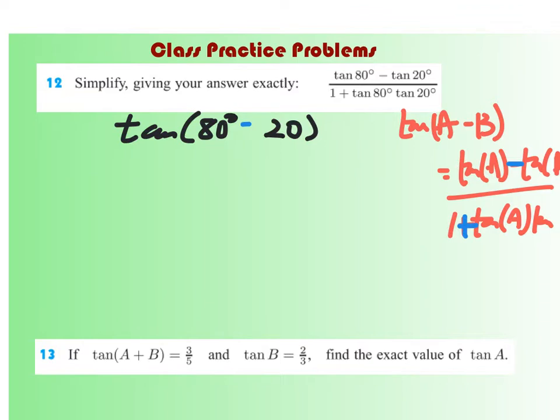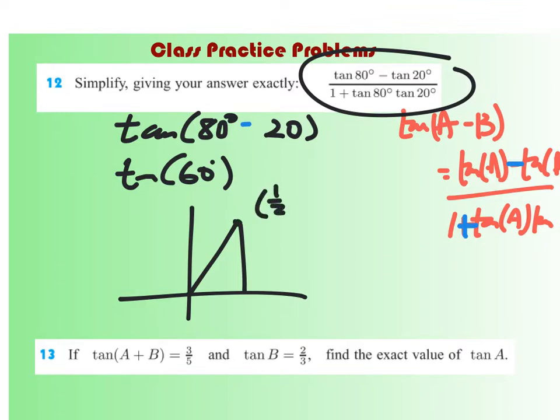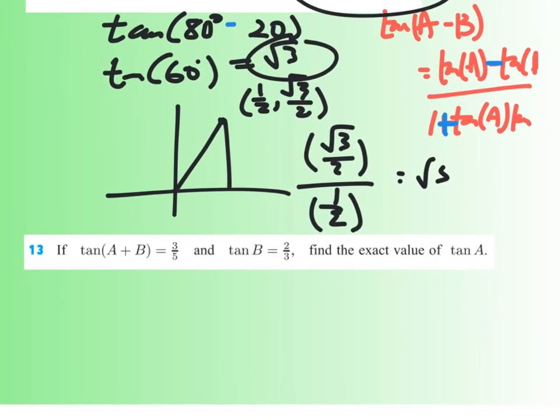So technically this simplifies to tangent of 60, which if we recall the old unit circle, I get 1/2, root 3 over 2. Tangent is y over x, so root 3 over 2 over 1/2 is going to be root 3. So this will reduce to the square root of 3.